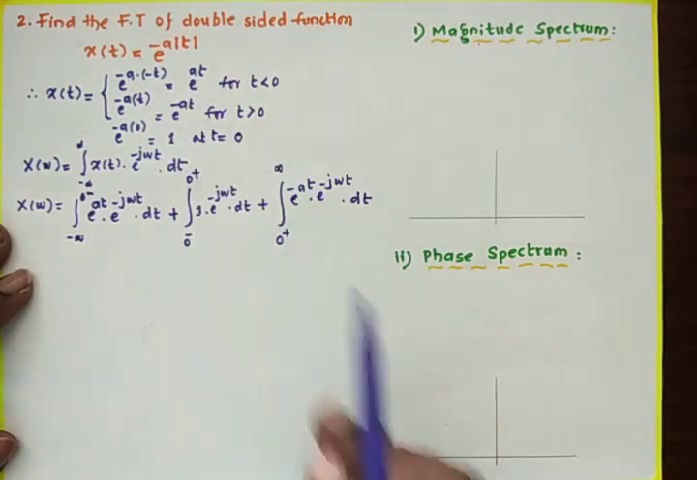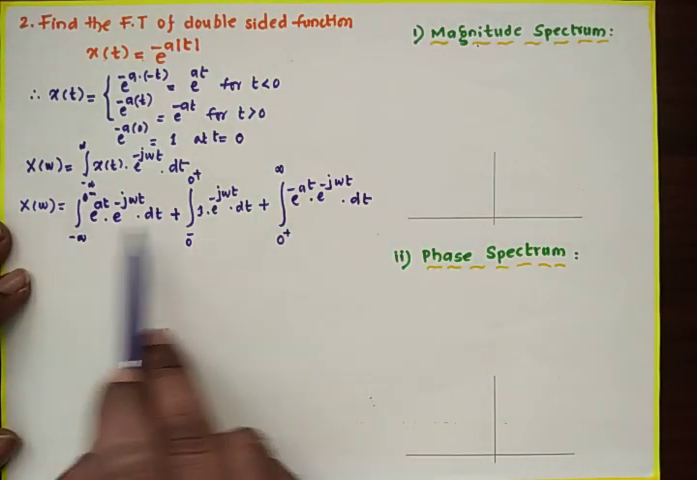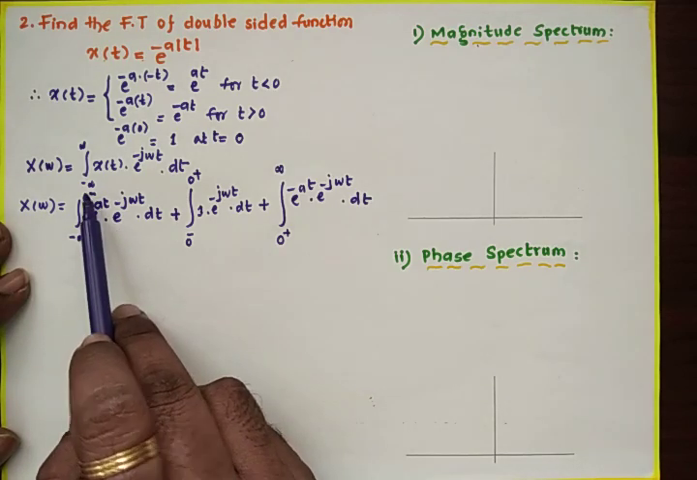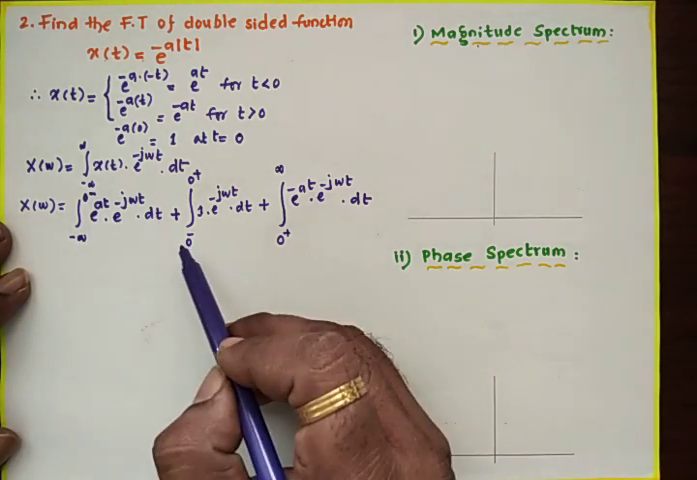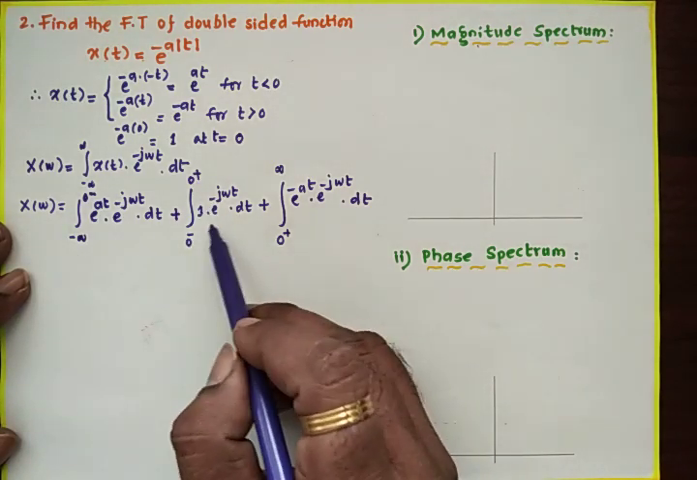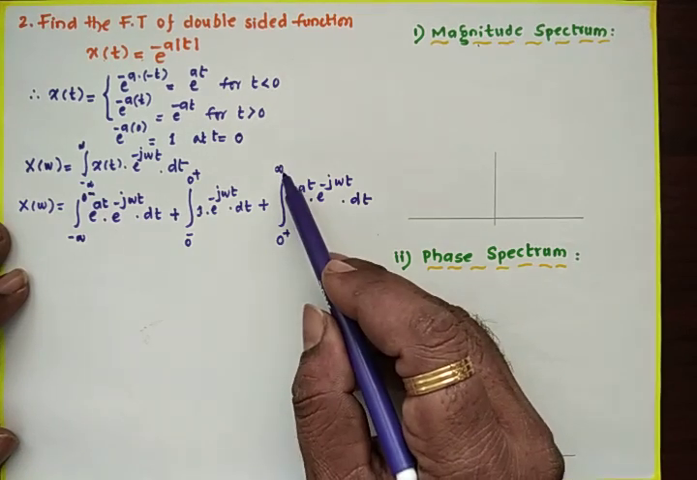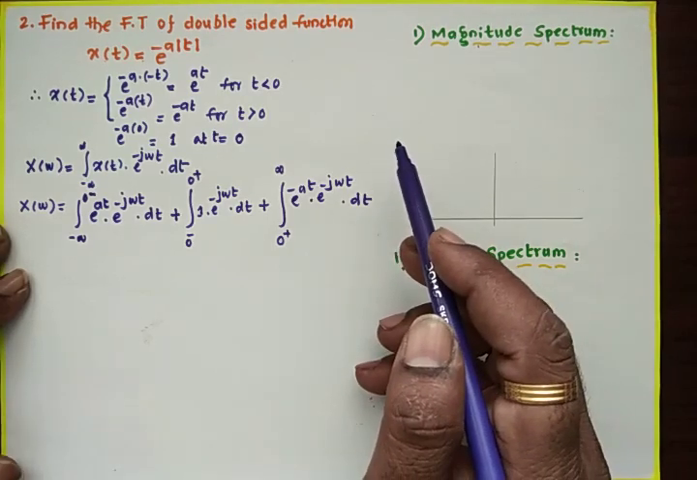So based on the given signal, I split this integration into three integrations. One is minus infinity to 0 minus, so all the negative values come here, and the next one at 0 this integration will do that, and for 0 plus to infinity, those will be the values for all t greater than 0.